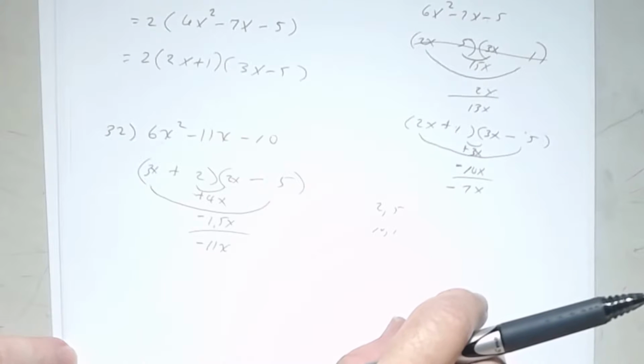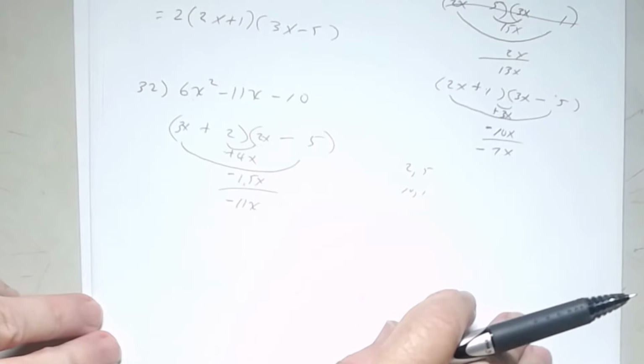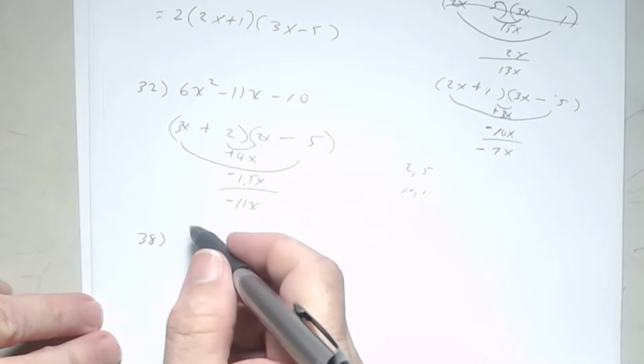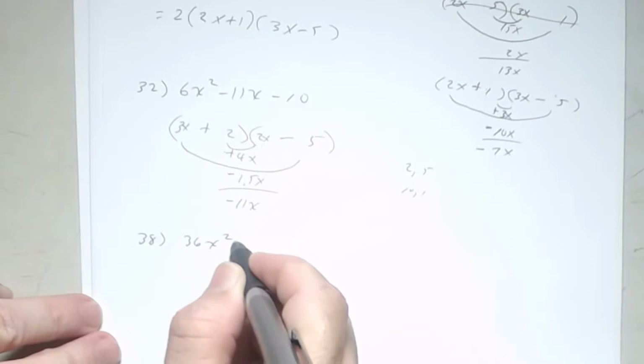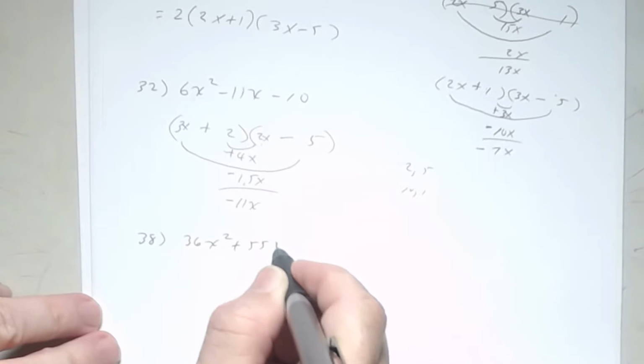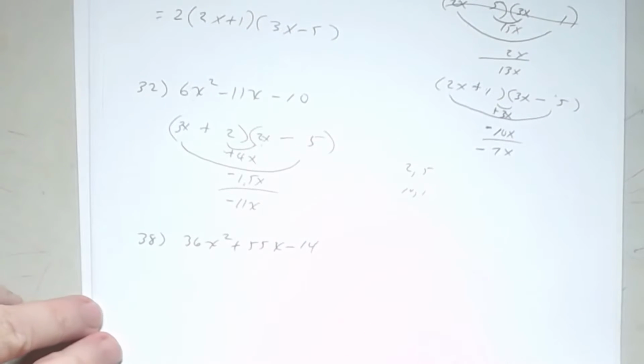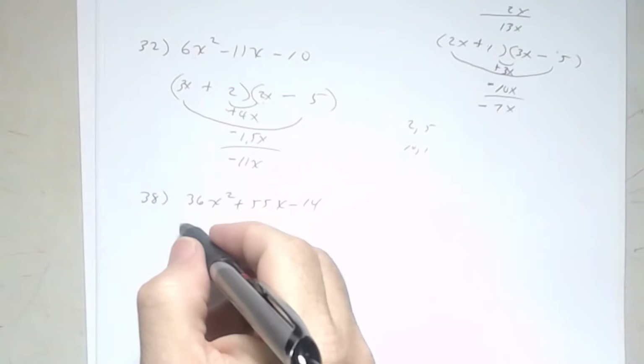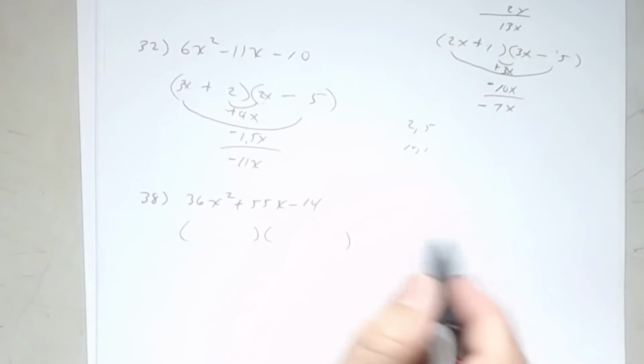Okay, let's look at 38. So in 38, you have 36x squared plus 55x minus 14. Okay, so you've got 55, so 11 and 5, and then 55 and 1. All right, the GCF is going to be 1.